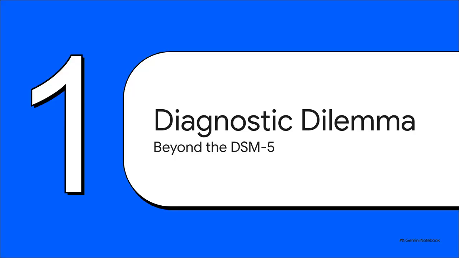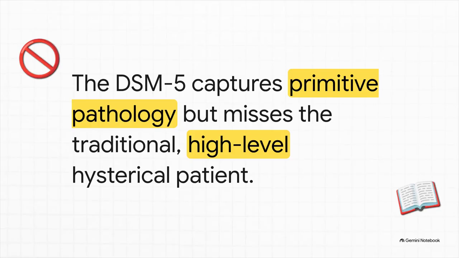Okay, Section 1, the diagnostic dilemma, beyond the DSM-5. To start off, we really have to remember that a superficial cataloging of behavior completely misses the well-integrated, higher-functioning hysterical personality. The atheoretical nature of the DSM-5, well, it's particularly problematic here. It paints with an incredibly broad brush. The criteria it lists for histrionic personality disorder essentially just capture the more primitive pathology. But by doing so, it blurs the lines between histrionic, narcissistic, and borderline patients, and it completely leaves out the traditional, neurotically organized, high-level hysterical patient who, frankly, we see in our practices all the time.